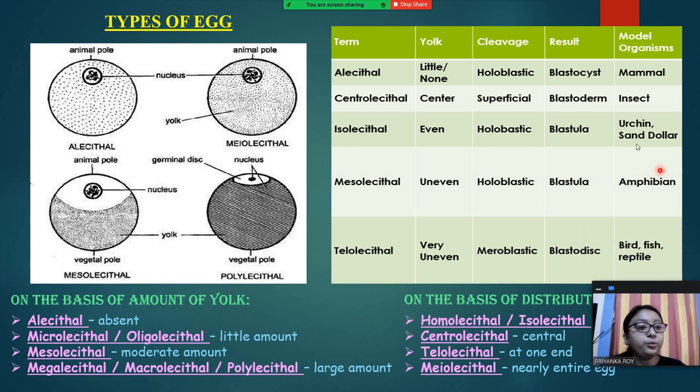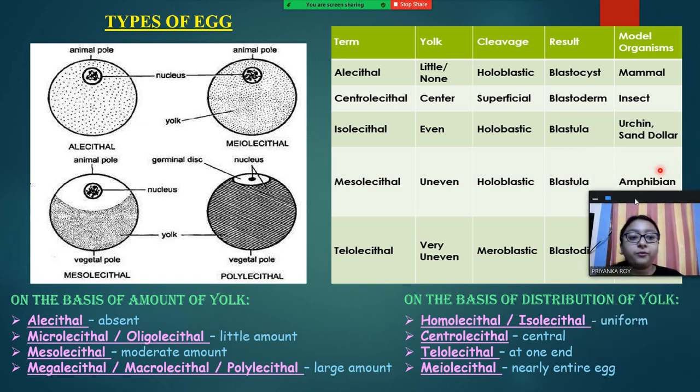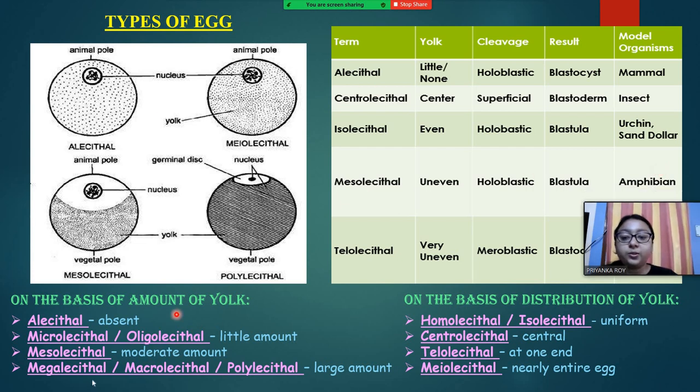According to the amount and distribution of yolk, eggs can be classified into the following types. On the basis of the amount of yolk, if yolk is absent, it is known as an alecithal egg. If it is present in very little amount, it is known as a microlecithal or oligolecithal egg. If it is present in moderate amount, neither too little nor too large, it is known as mesolecithal. And where the egg contains a large amount of yolk, it is known as megalecithal, macrolecithal or polylecithal.